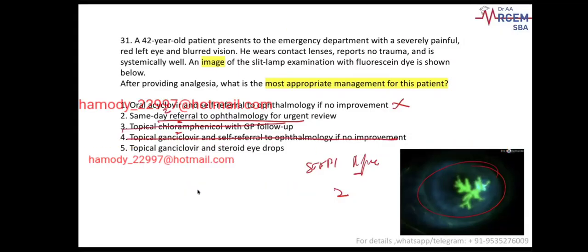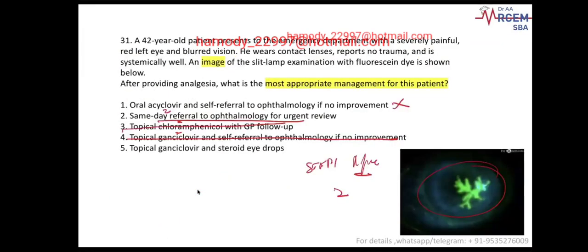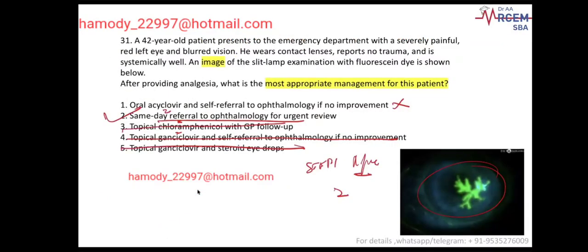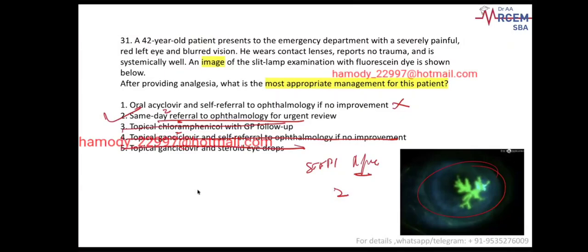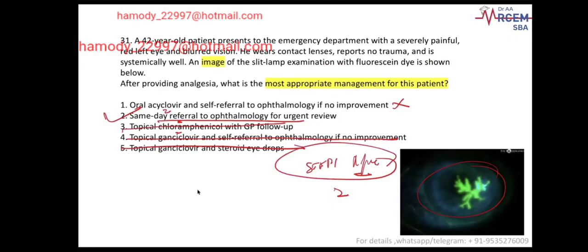Referral should be the first step. Topical ganciclovir and steroid eye drops we never give on our own. That's why option number 2 becomes right here. Same day referral to the ophthalmologist for urgent review is a very important step that needs to be done first.